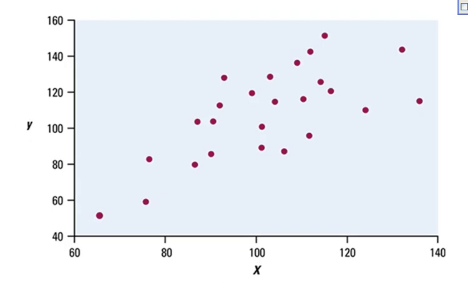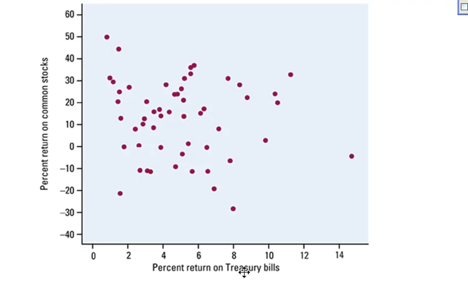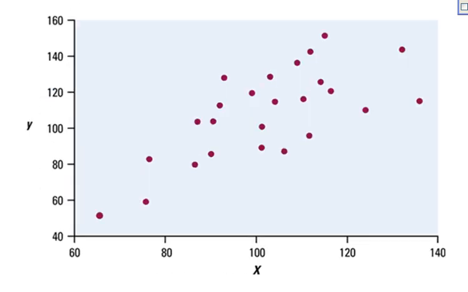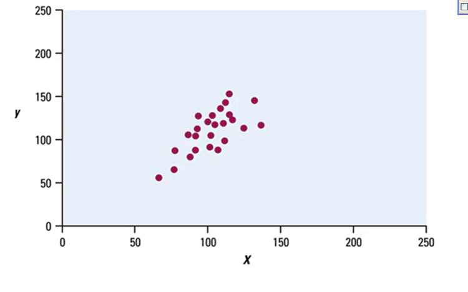Notice on all of these scatter plots, you have a label of some kind in words. This one just says X and Y, of course, but you can see percent return on treasury bills, percent return on common stocks, IQ score, grade point average. This one's just X and Y. They're all labeled with a word and with numbers somehow, some way. So when you make one of these, make sure you label it appropriately with explanation of what it is and the units. This one and this one both appear on page 185.